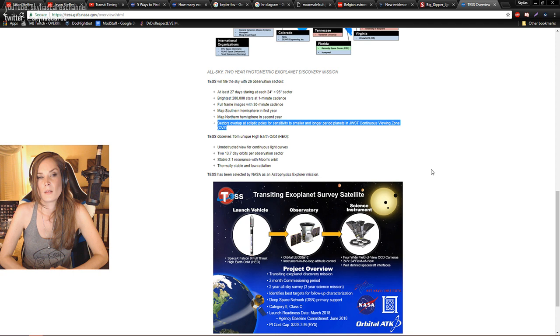Gotcha. Oh yeah, because this is high Earth orbit, so it's not going to be in low Earth, which makes sense. That makes sense with what you're saying. Low Earth orbit is hard to do high quality photometry, like measuring photons. Right. Measuring light, guys. Photons, light.